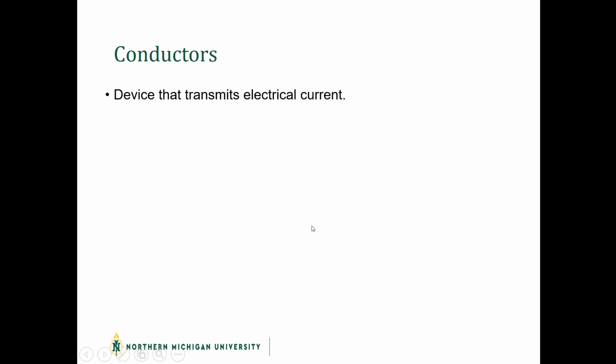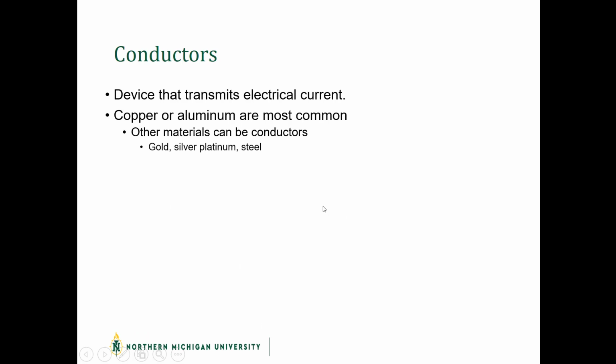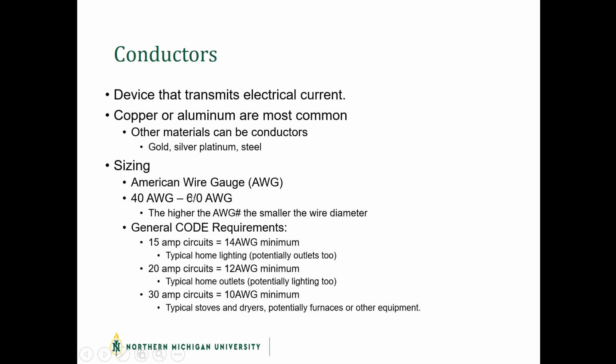So conductors, that is the device that actually transmits the electrical current within your system. Generally speaking, what we use is copper. It's not too uncommon to see aluminum in different applications as well. Other materials that can be conductors are listed here too, but based on cost and reasonability, copper is one of the best still.